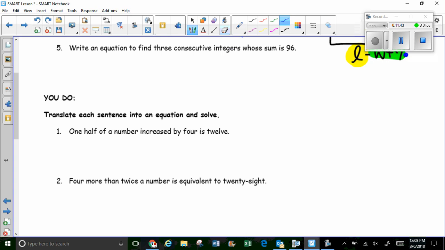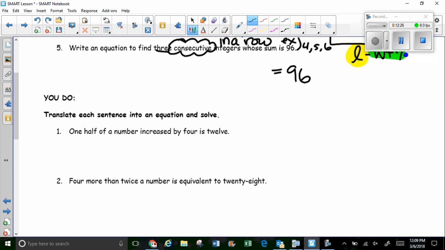All right, so it says, write an equation to find 3 consecutive integers whose sum is 96. So I know that equals 96 in some way, shape, or form. So remember what consecutive means. Do you remember what consecutive means? If I told you the Ravens won 5 consecutive games, I'm talking about one right after another. So maybe they won game 5, 6, 7, 8, 9, and 10. So consecutive is in a row. For example, 4, 5, 6. So I want to find 3 consecutive integers whose sum is 96.